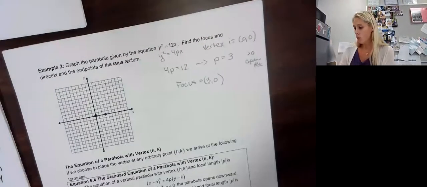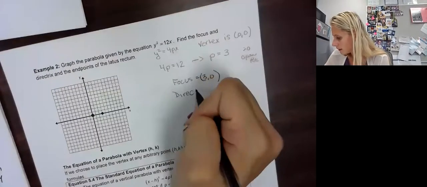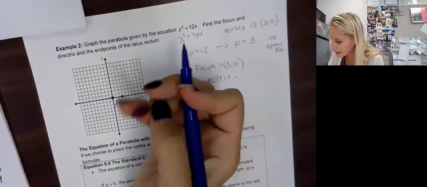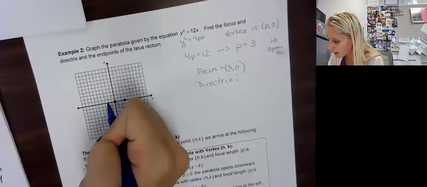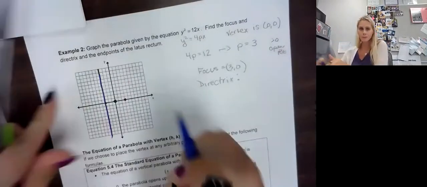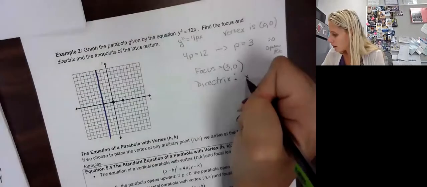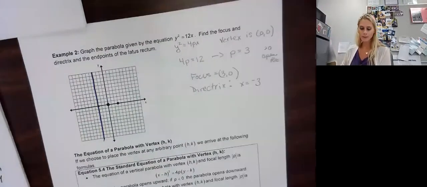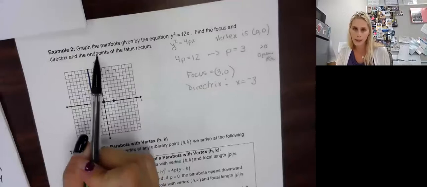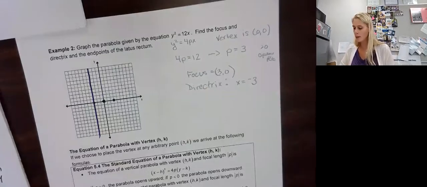Well, if the focus is 3 away, so is the directrix. The directrix is 3 in the opposite direction. So 1, 2, 3. And as you can see, the directrix is, in this case, a vertical line. If I had to write what that vertical line is, it's x equals -3. Okay, that's good. So far, so good. We did the focus, we did the directrix, but now we need the endpoints, so that we can get our correct parabola.